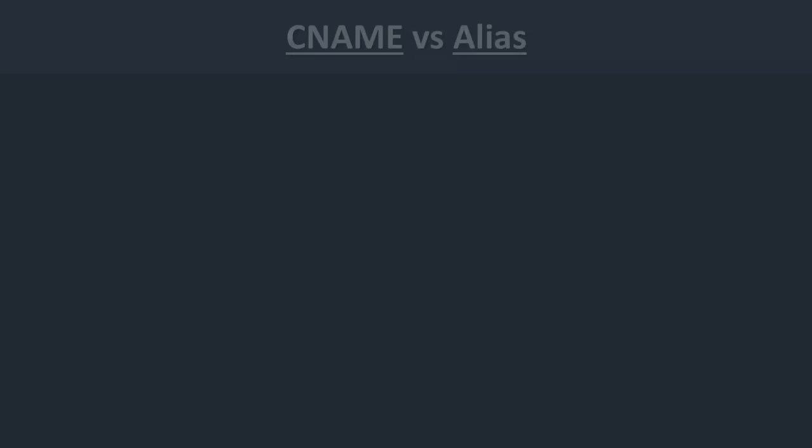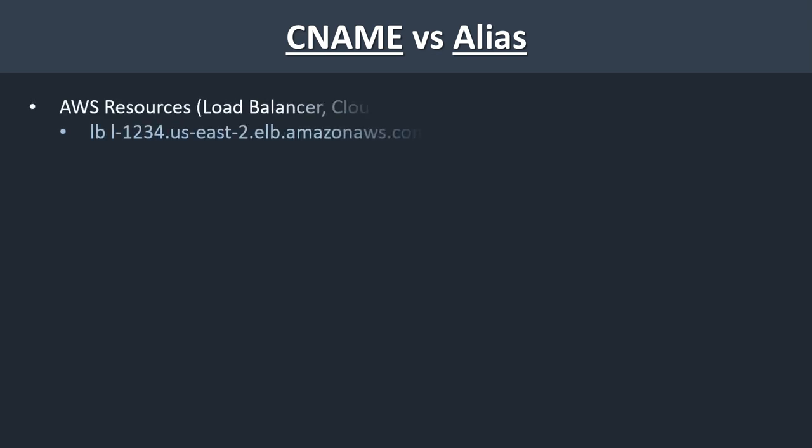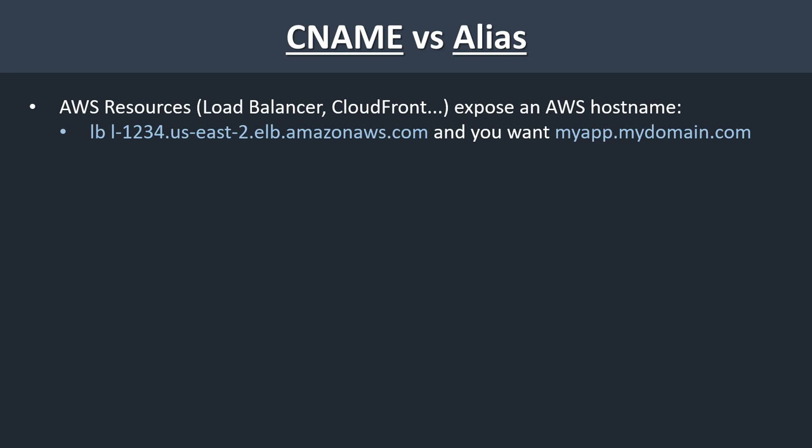So guys, now let's have a look at the difference between CNAME and aliases. So when you have an AWS resource, for example a load balancer or a CloudFront, it will expose a hostname, and what you want is to maybe map that hostname to a domain you own. For example, you want to map this load balancer into myapp.mydomain.com. So we have two options.